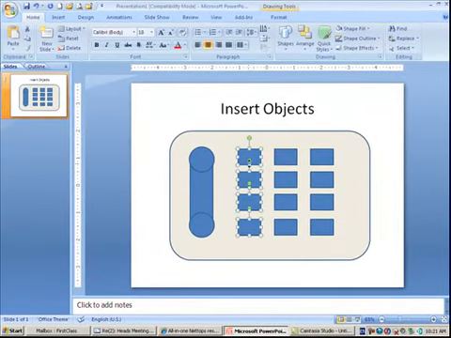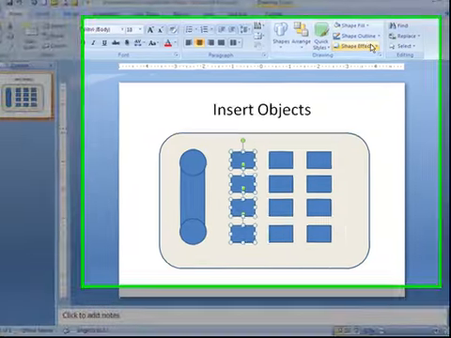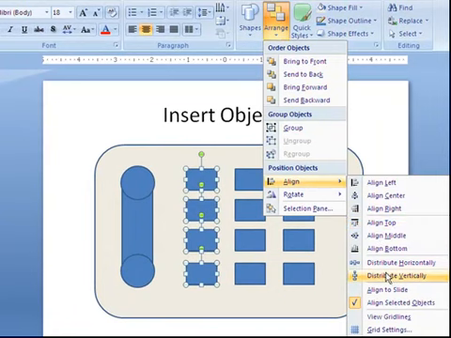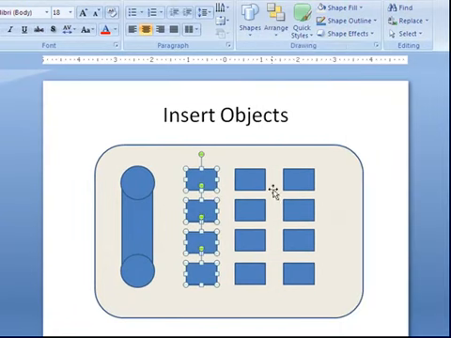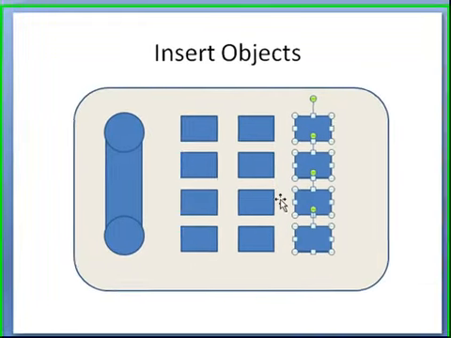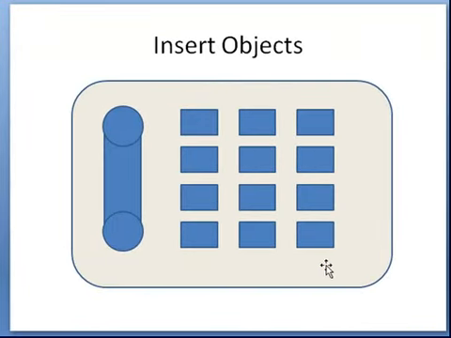Now I also need to distribute these vertically now. So I've got these selected. So once again, it's align, and now I'm distributing vertically. So in order to make this phone perfect, you had to align all of the lines, and then you had to distribute them. And now these buttons are perfectly aligned on my phone.